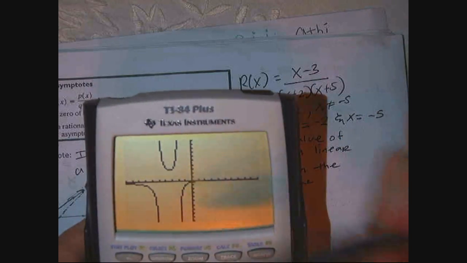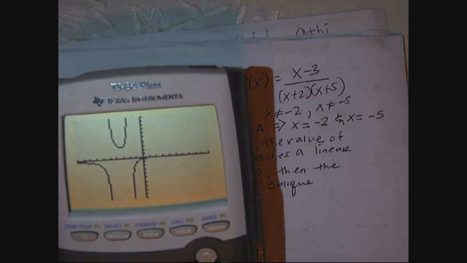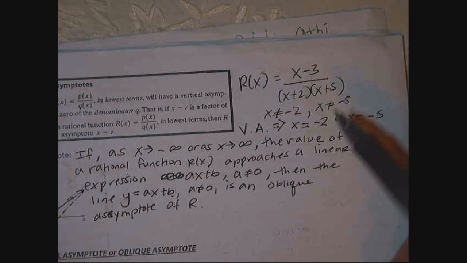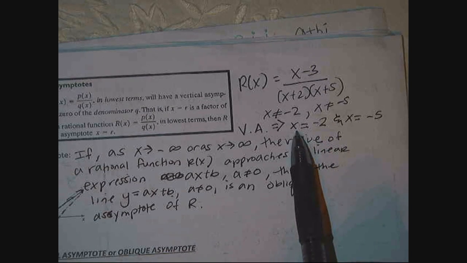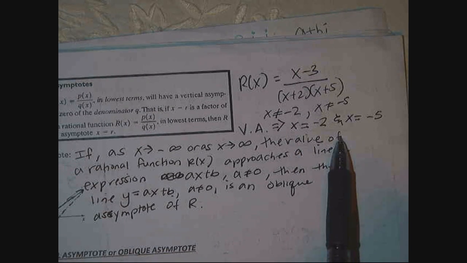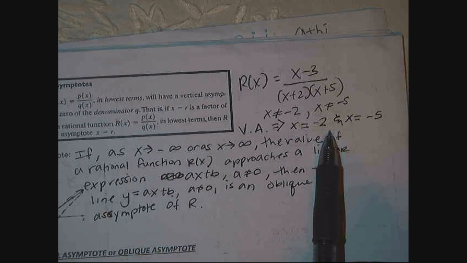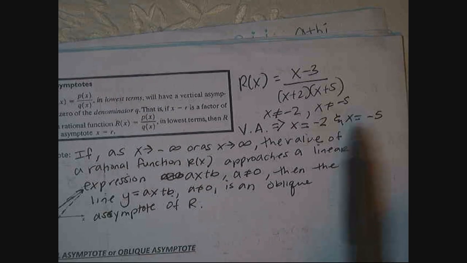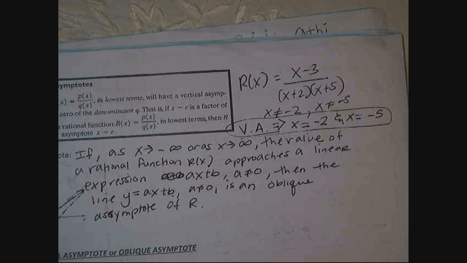That's how we find vertical asymptotes. We identify where our denominator equals 0, and this shows us where we cannot have any values, those vertical asymptotes. Vertical asymptotes are always of the form x equals, because it's always an x value that you cannot have. Anywhere where x equals -2 or x equals -5, I cannot have any y values. So that's identifying vertical asymptotes.